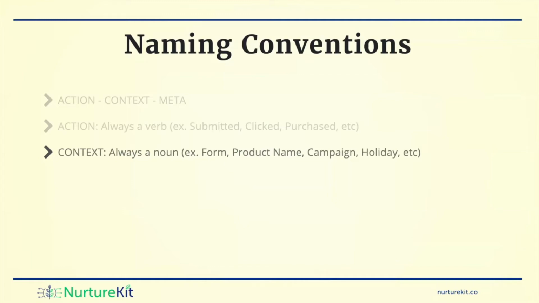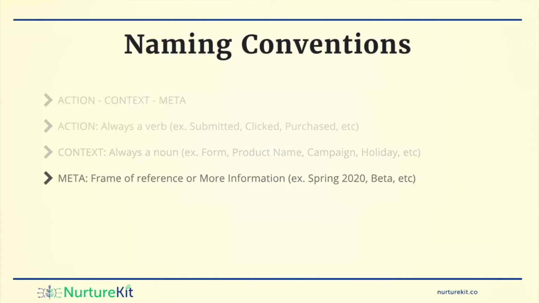So think of things like purchased-membership, right? Or submitted-checklist, meaning that they submitted a form to download the checklist, which is your lead magnet, right? Could even be purchased Christmas bundle, right? So this way, now you know exactly what that tag means. And then the final piece, meta, is usually an optional thing, but it gives some sort of frame of reference or more information.